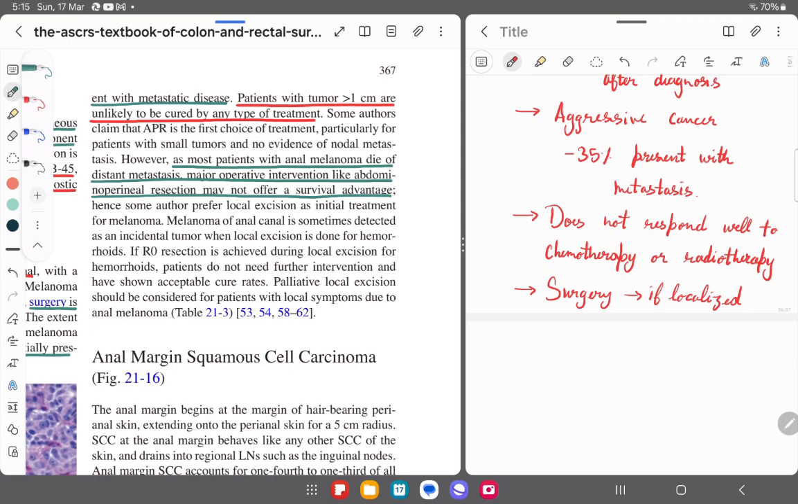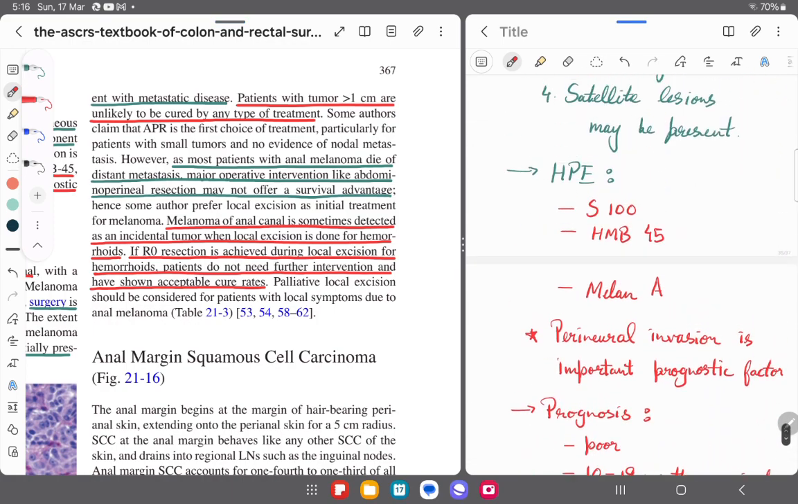Melanoma of anal canal is sometimes detected as an incidental tumor when local excision is done for hemorrhoids. This is important actually. We can send hemorrhoidal tissue for HPE. If R0 resection is achieved during local excision for hemorrhoids, patients do not need further intervention and have shown acceptable cure rates. Palliative local excision should be considered for patients with local symptoms due to anal melanoma.